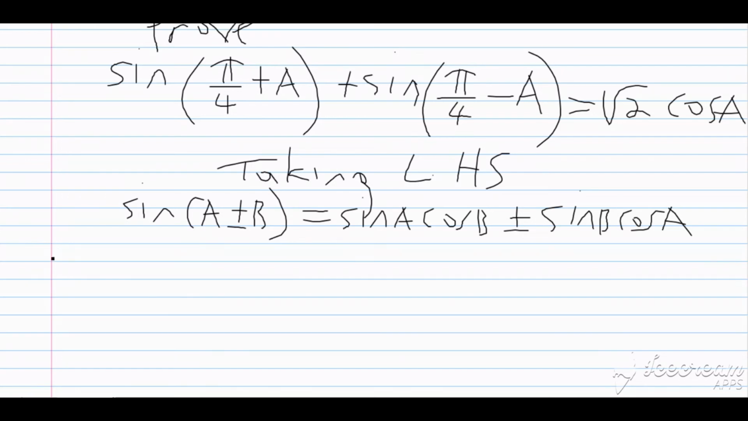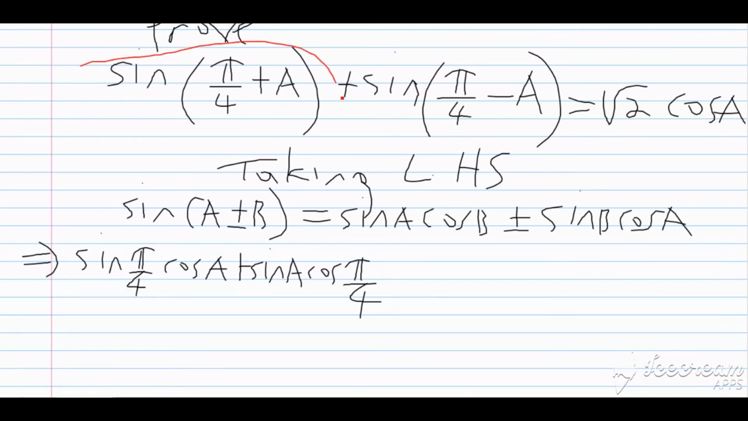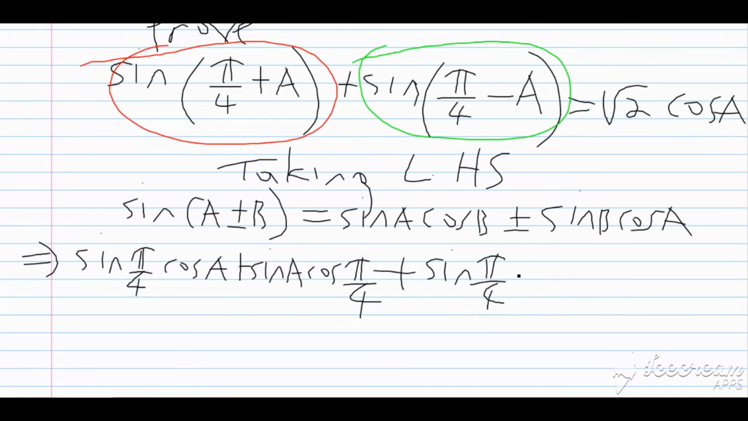So the left-hand side is going to look like this. It's going to be sine pi over 4 cos a plus sine a cos pi over 4. That is for my first bracket here in red. Now my second bracket, which I'm going to put in green here, when I expand that, it's going to become sine pi over 4 cos a minus, so the sign comes back in the middle here, sine a cos pi over 4.